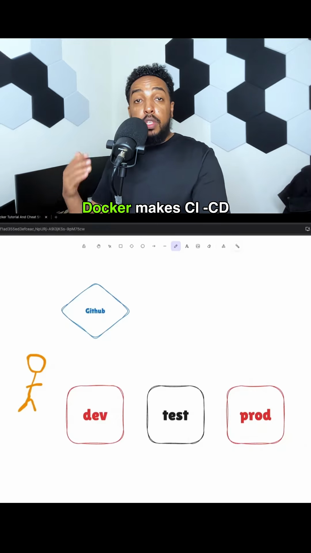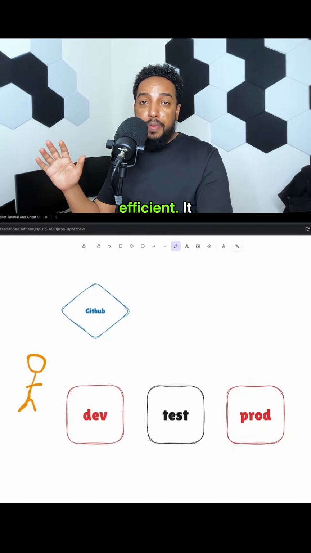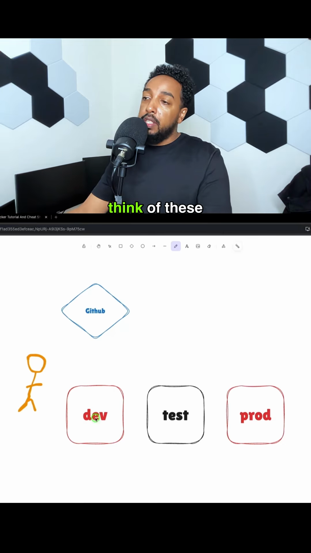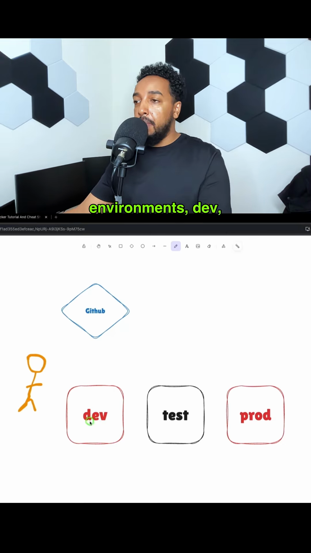Let's look at how Docker makes CI/CD much more efficient. It literally changed how CI/CD is done, and it's pretty awesome. So let's think of these boxes as different environments: dev, test, and prod.